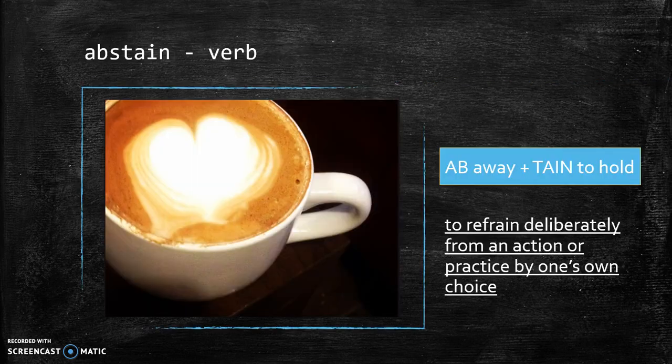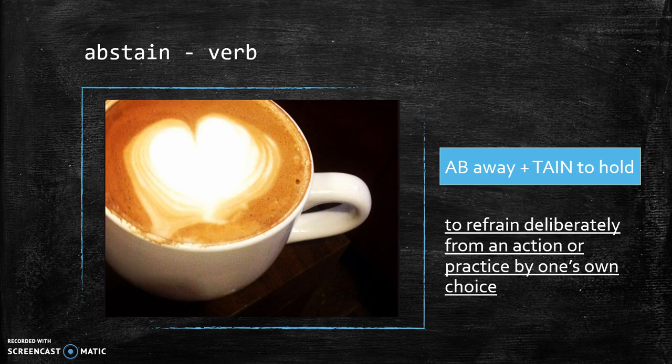The first word listed on the front of your page is abstain. Abstain is a verb. It comes from the roots ab, meaning away, and tain, meaning to hold. You can see here that I highlighted those roots just like you're supposed to, and I underlined the definition just like you're supposed to. To refrain deliberately from an action or practice by one's own choice. So I choose not to do something. That's what that means, right?